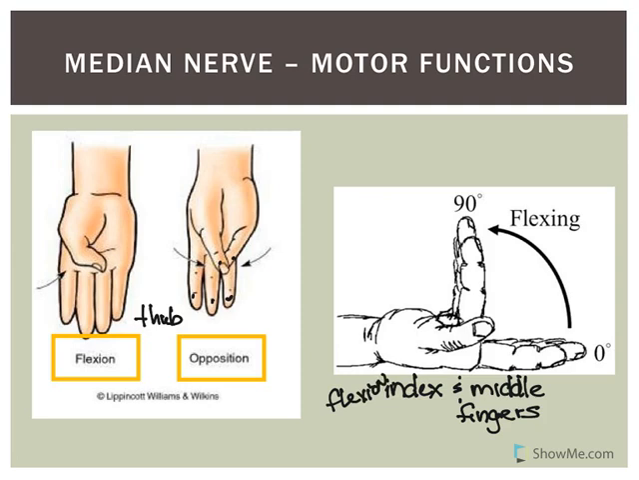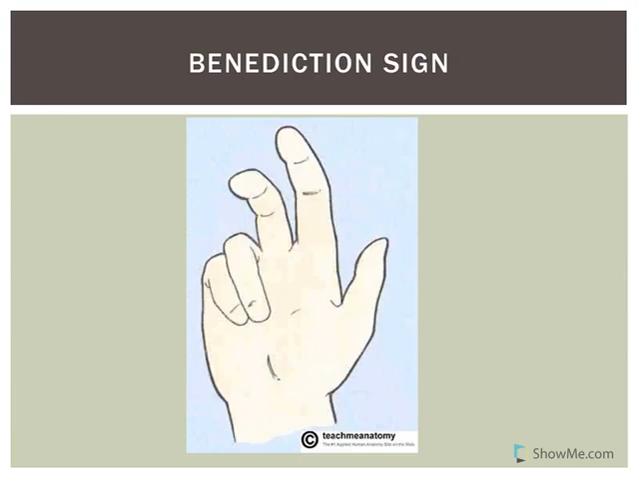So with that in mind, I want you to think about if I asked you to make a fist, okay, try to make a fist. If you had damage to the median nerve, it would impair your ability to flex your thumb, your index, and your middle fingers. Therefore, you would see something like this. They refer to this as the benediction sign.